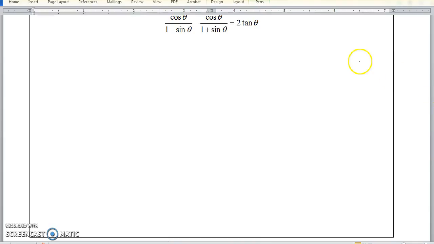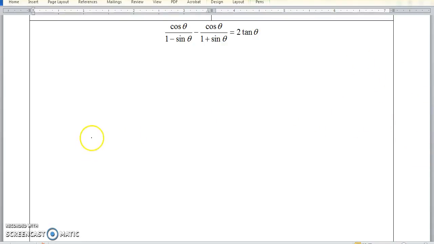One last problem. Oops, I went too far. All right, this one's going to be a little bit more complicated. I'm going to start on the left. Cosine of theta over 1 minus sine of theta minus cosine of theta over 1 plus sine of theta. All right, so you might be able to tell the first thing we want to do is find a common denominator so that we can add these two fractions together.